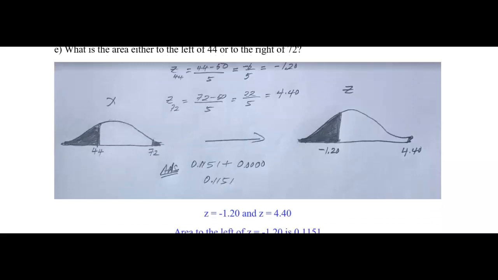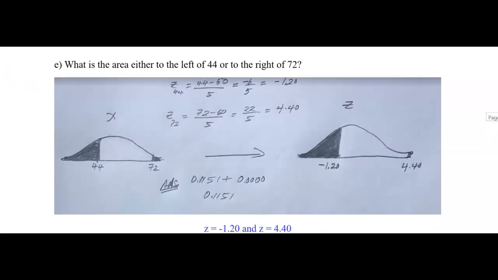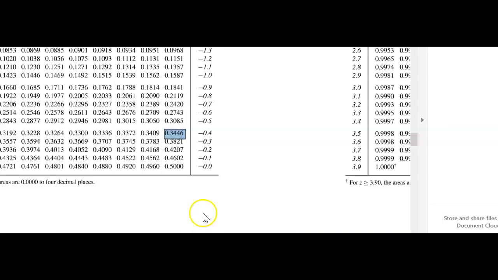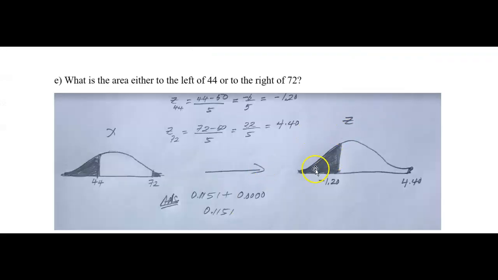The area on the outside. What is the area either to the left of 44 or to the right of 72? The z-score for 44 is negative 1.20, and the z-score for 72 is 4.40. What's the area to the left of negative 1.20? It's this first number here, 0.1151. That is the area to the left of negative 1.20.